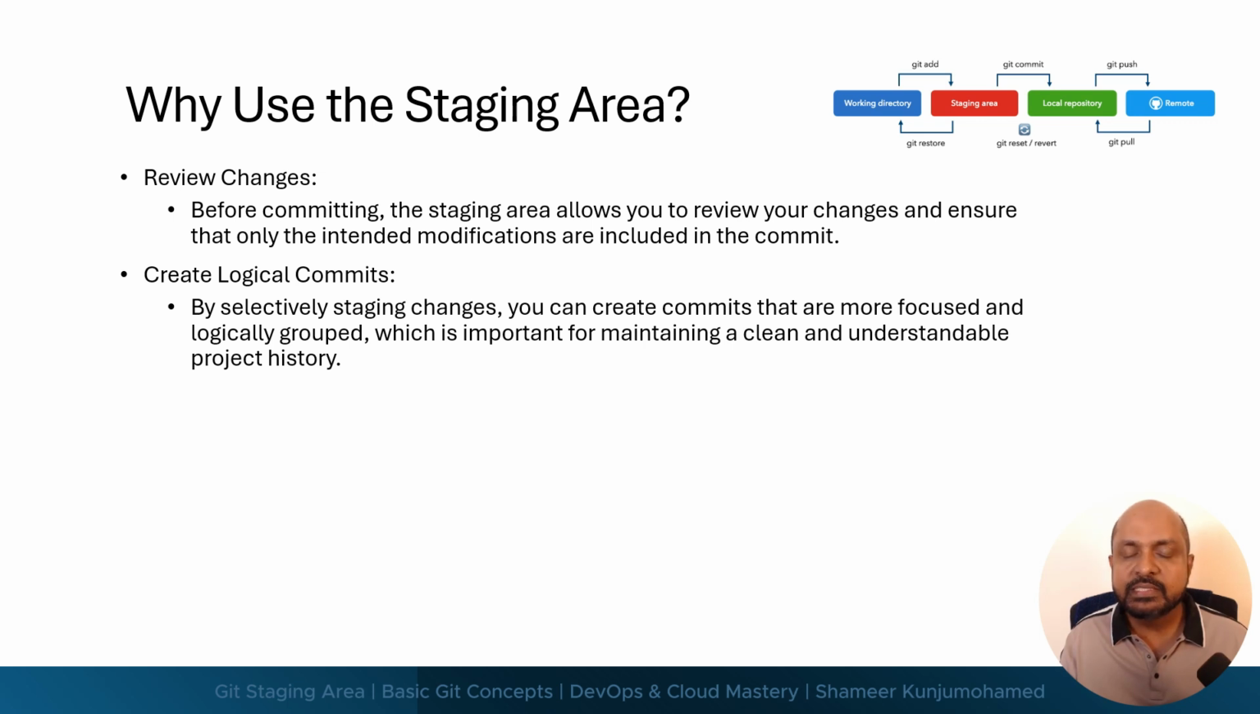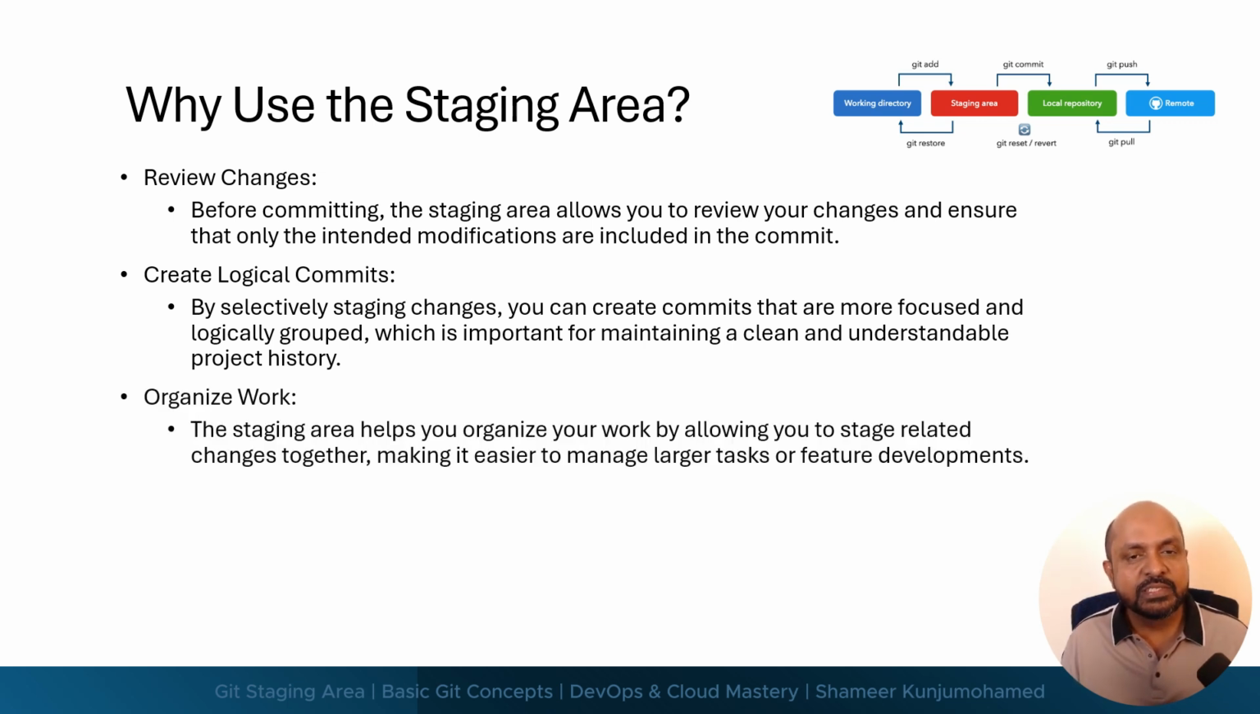The second one is, you can create logical commits. One of the best practices in version control is creating commits that are logically organized. The staging area facilitates this best practice by allowing you to selectively stage changes. This means you can group related modifications together into a single commit, as we just mentioned before, making each commit a coherent unit, an atomic unit that accomplishes a specific purpose. Logical commits are not only easier to understand and review, but also simplify future maintenance, such as bug tracking and reverting changes if necessary.